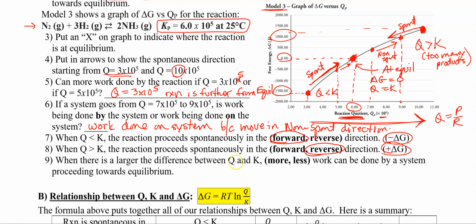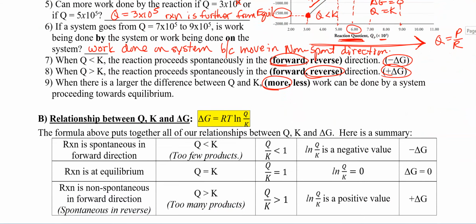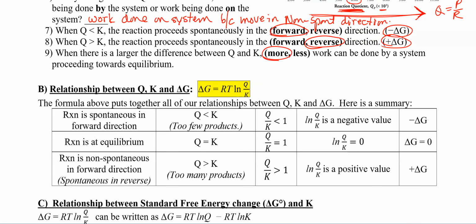When there's a larger difference between Q and K, like you're further from equilibrium, right? More work can be done by the system when it goes towards equilibrium. So, just when you're further away, you can do more work. All right, that's kind of the concept of what delta G is. Now let's look at a couple more little things.